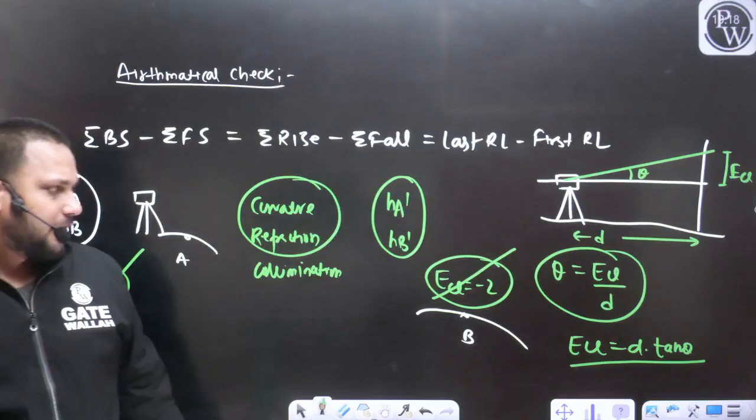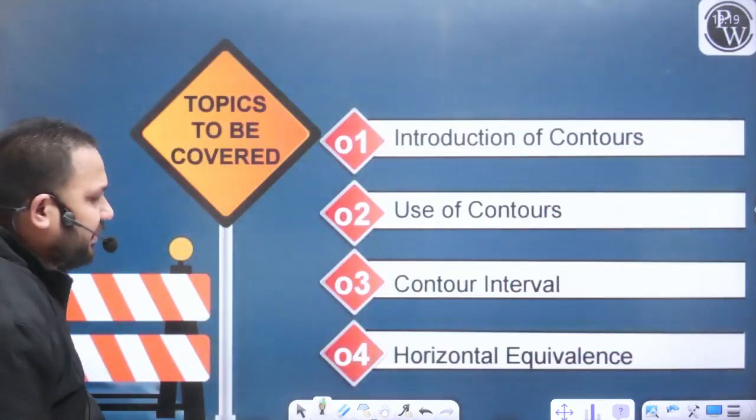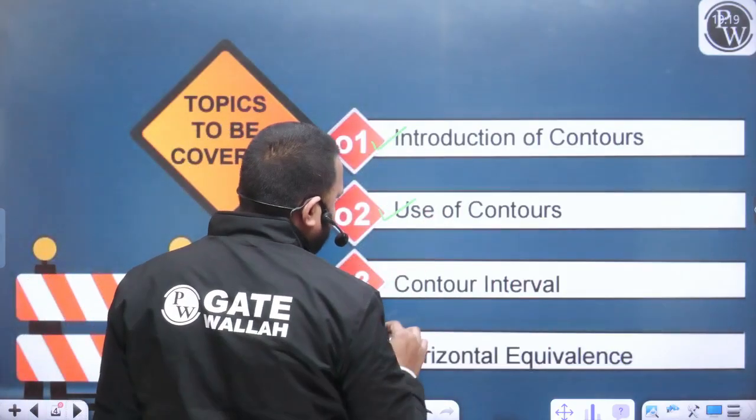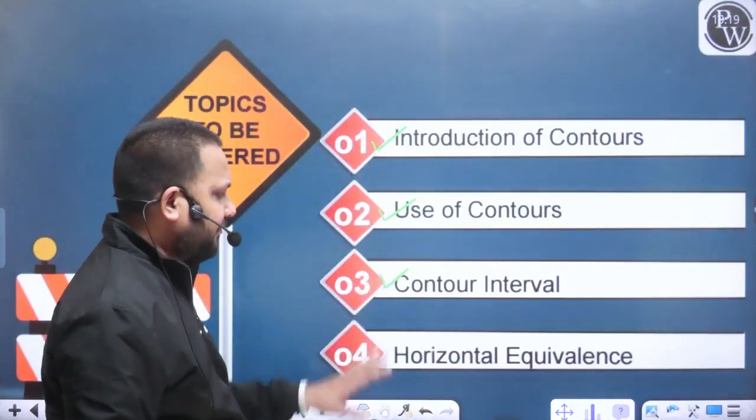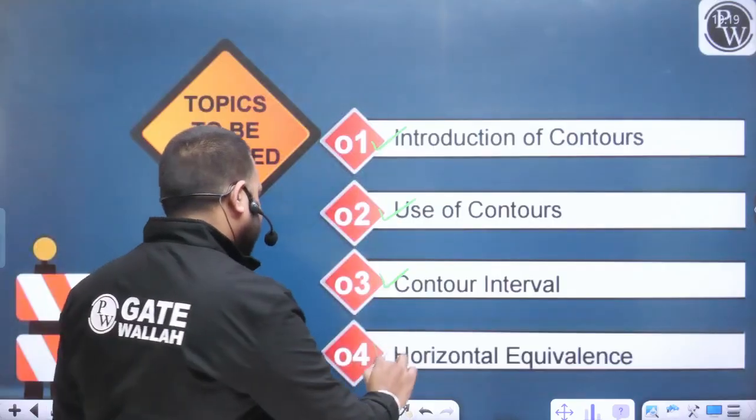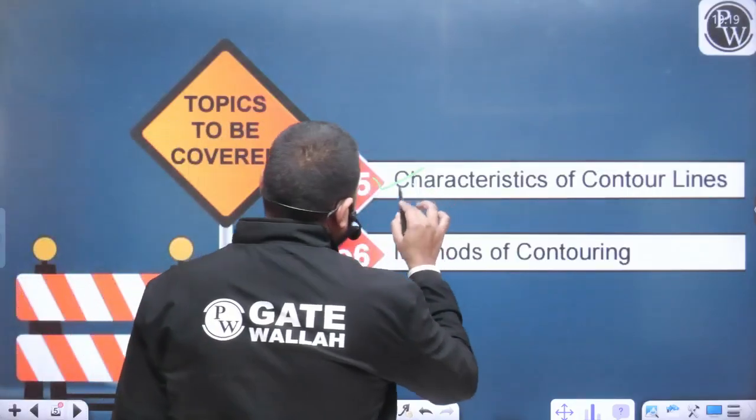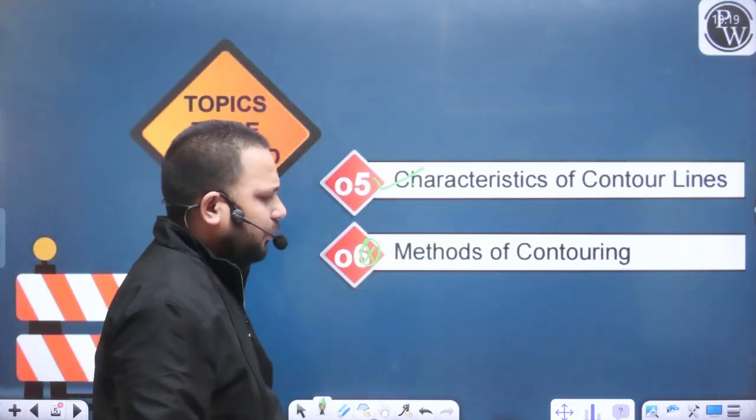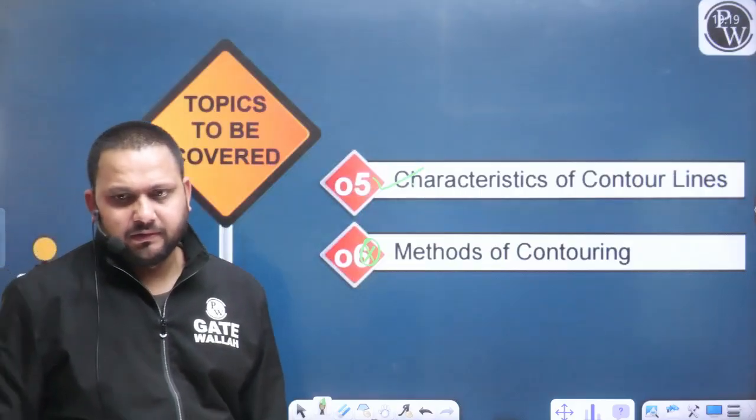So now we are going to discuss the topic, that is the contour. In the contour, first we will discuss the introductory part of the contour, and use of the contour. We will talk about some important terminology like contour interval, horizontal equivalent, and at the last we will talk about the characteristics of the contour. Methods we are not going to discuss in depth. We will have a little bit of discussion about the methods, but these are the important topics.